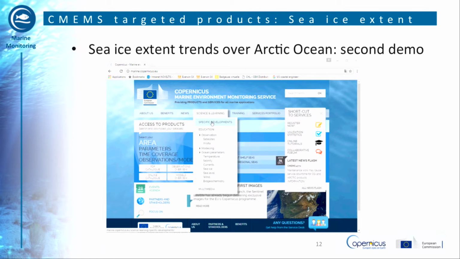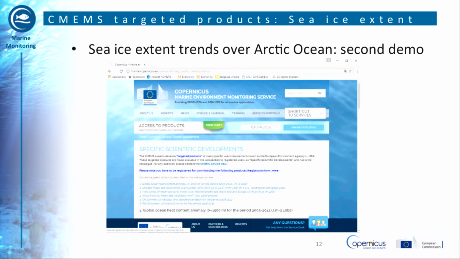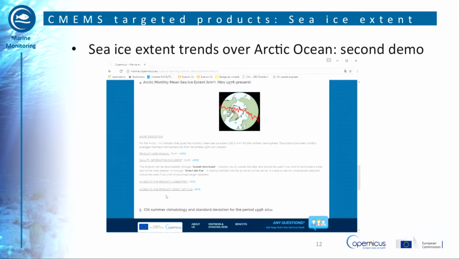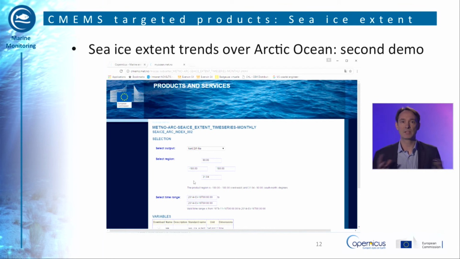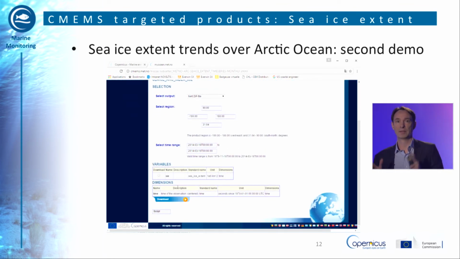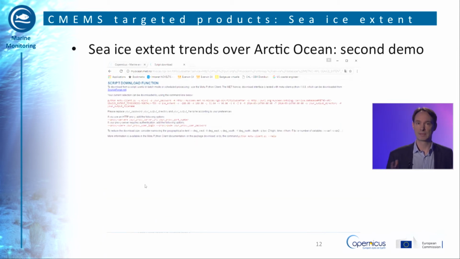The steps are: click on Science and Learning, then go to Specific Developments. Select the sea ice extent product and click on the link associated to access the product subset. Enter your CMEMS login and password and connect to access the page. Click on the button Script located in the left bottom corner of the page, and the script download function is then displayed. You have to modify the login and password within the command line.